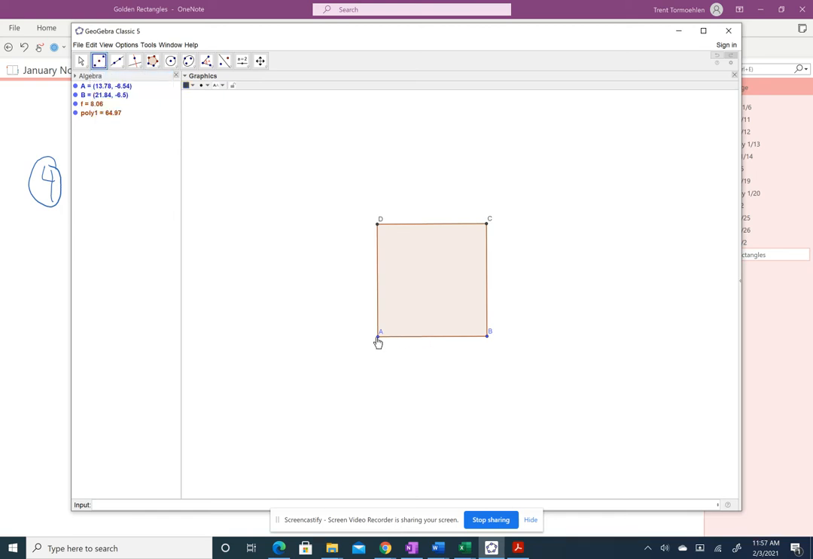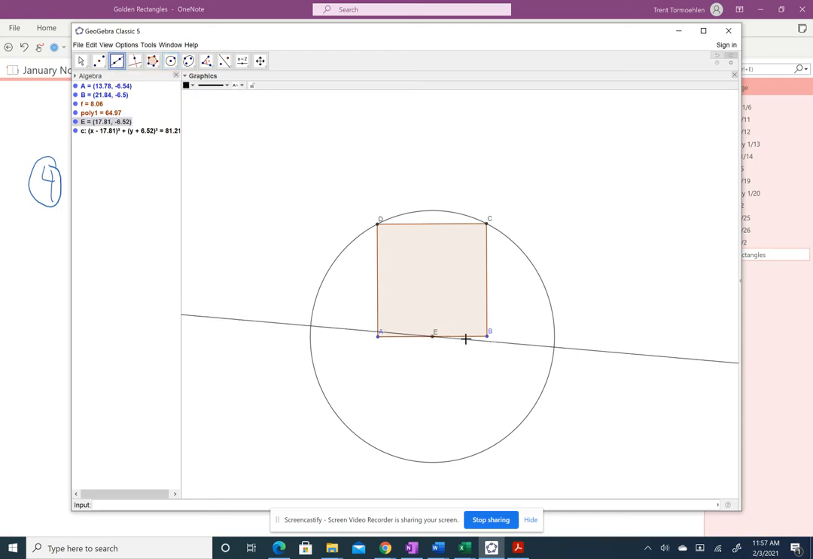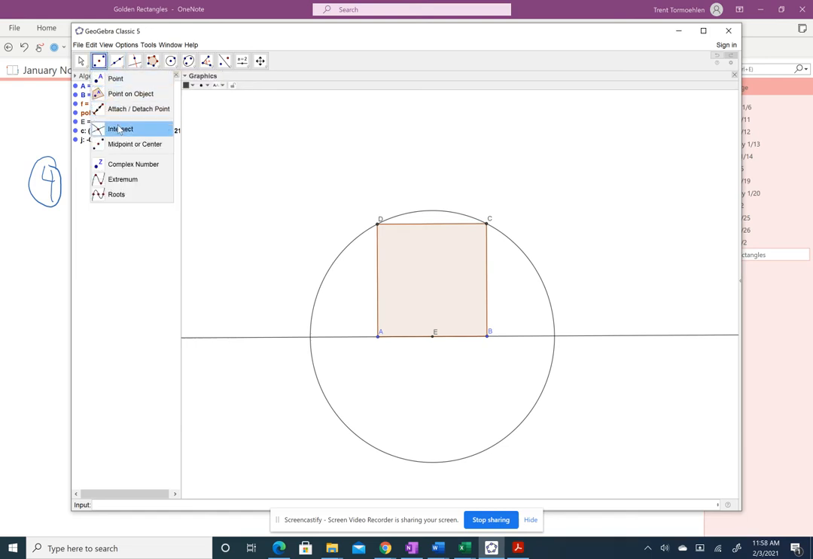And so we're going to go the midpoint between A and B. That's E. And then we're going to create a circle with center E through point C. Well, what that tells us is a golden rectangle can be formed by looking at the intersection point between this line AB and that circle. And so that point is right here. This is the point that we're looking for.